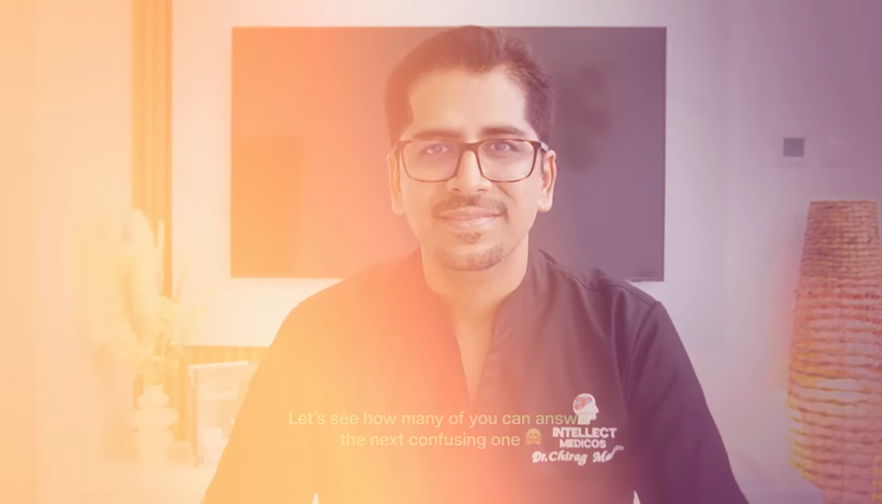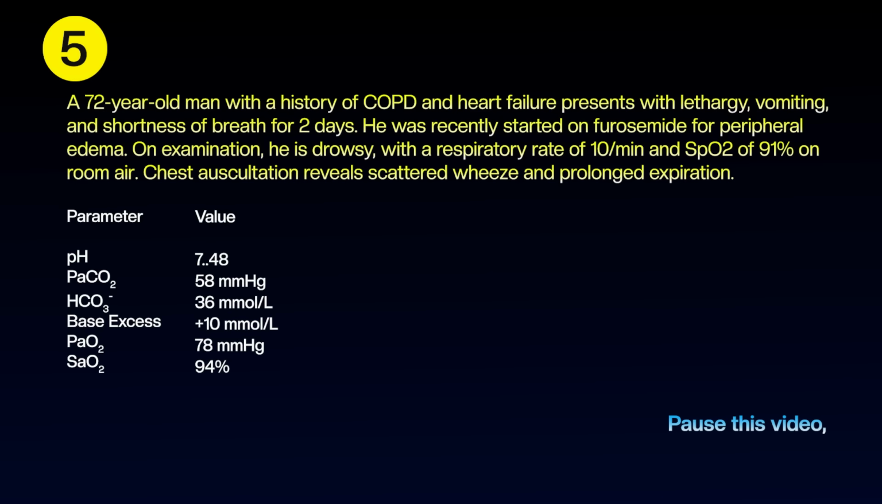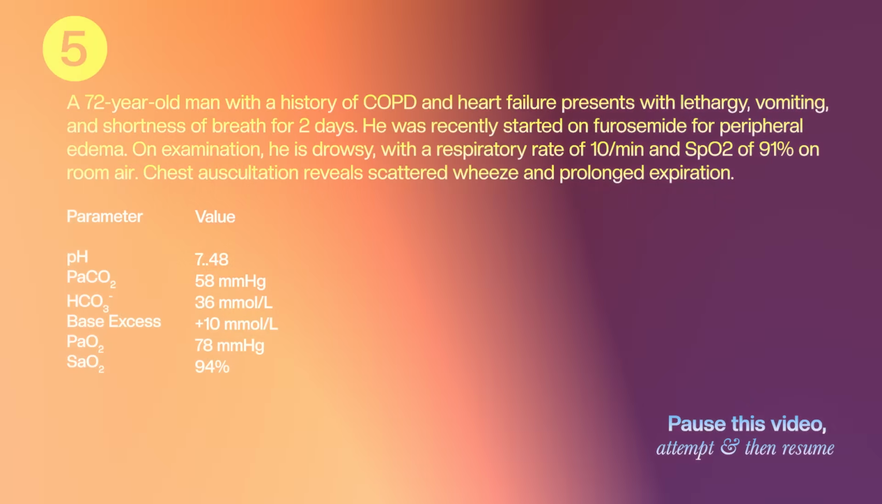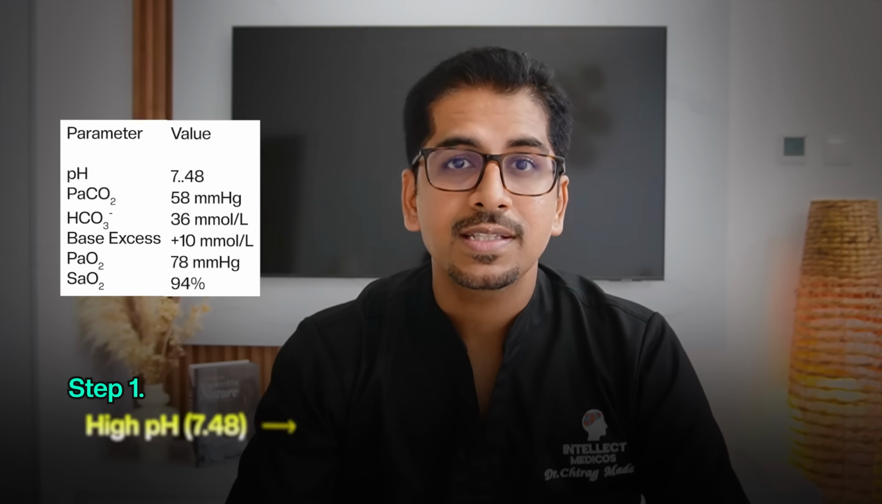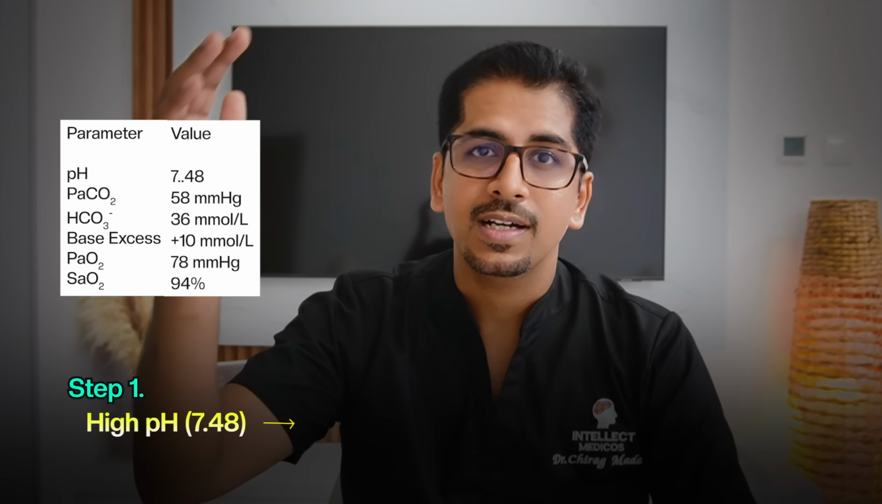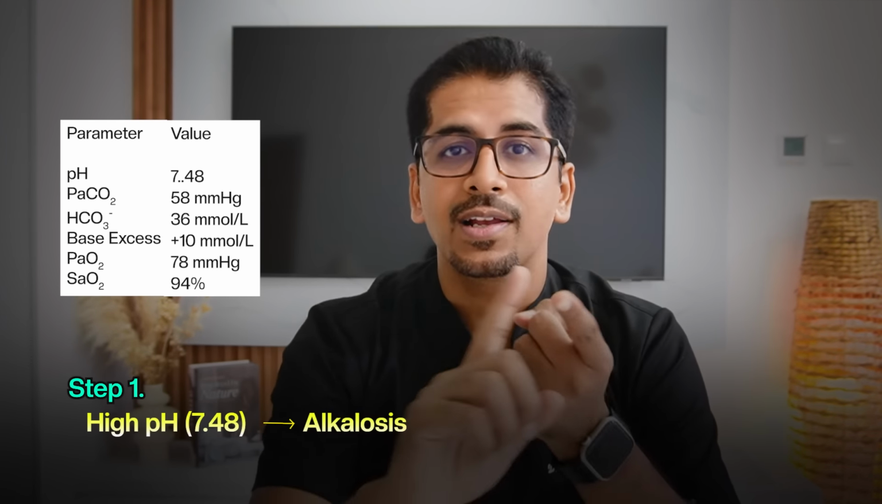Going to the next one, the clinical scenario 5. Pause the video, interpret by yourself, and then resume. Now in this ABG, pH is 7.48. It is on a higher side. Hence, step 1 is alkalosis.